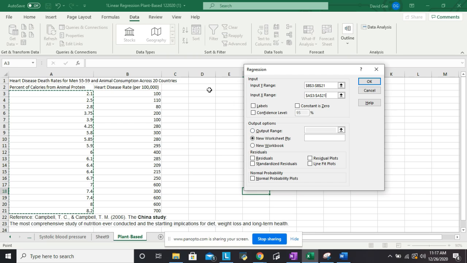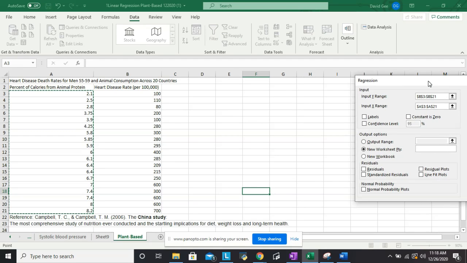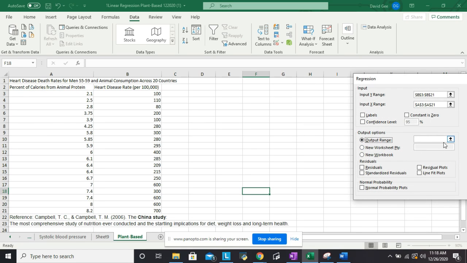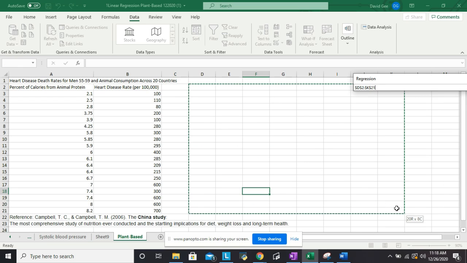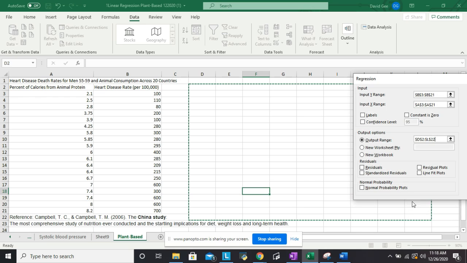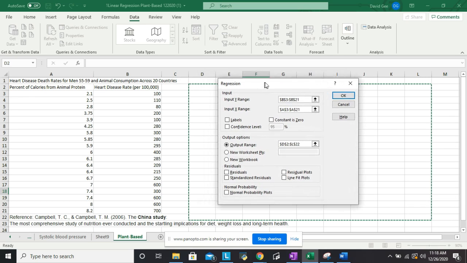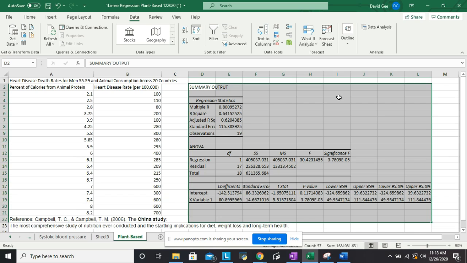We could do it in the regular sheet that has all the data, or we could do it in a new sheet. Usually I just do it in a new worksheet, but for the purpose of the video, let's do an output range here. We don't want it to go over any of our stuff. Let's see if that works. Hopefully we gave it enough room.